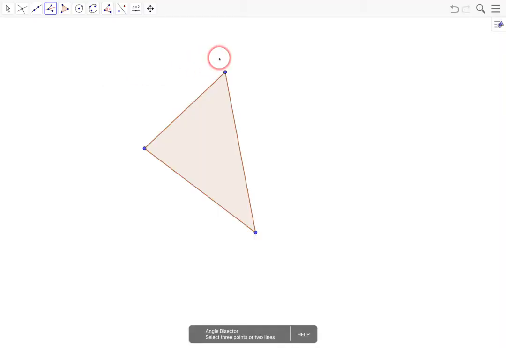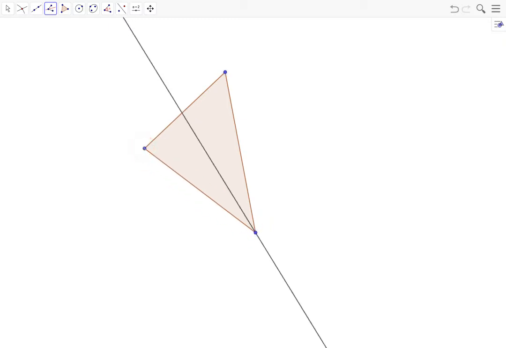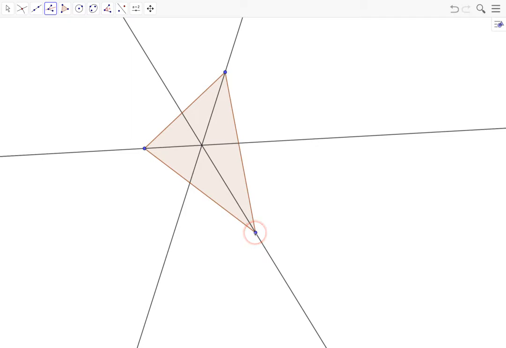So here I have another triangle, and I'm going to create the angle bisector for all three of these angles. So there's one angle bisector. There's another one. And I bet if I make a third one, it's going to cross at the exact same place as the other two. And sure enough, it does.